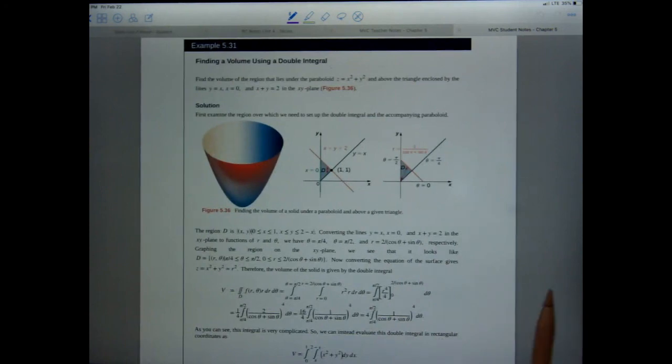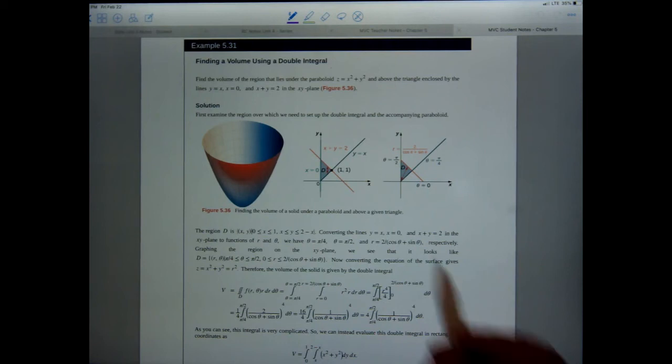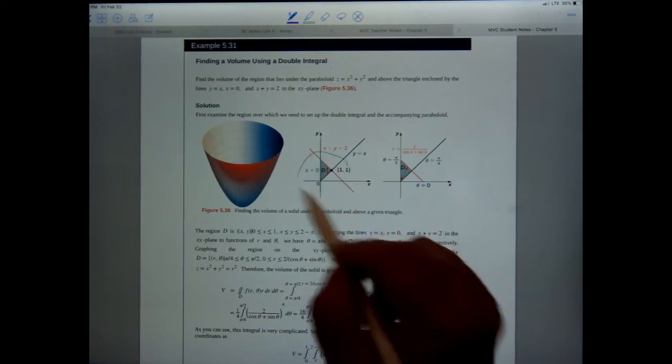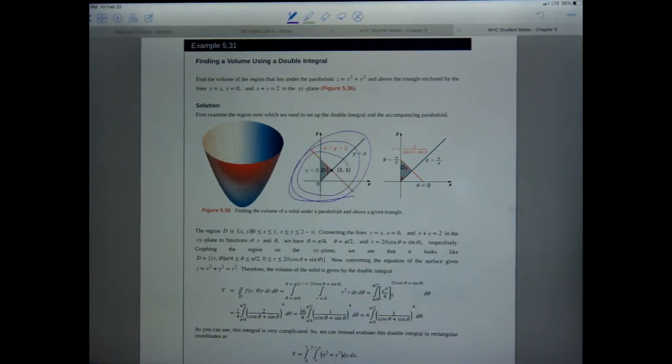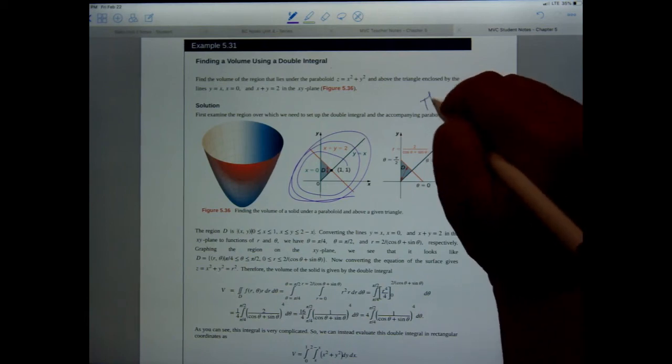Now, the next example is ugly, and they're talking about how sometimes changing to polar is not the best idea. Notice that the base is a triangle. Triangles don't translate to polar very well. Circles do, but triangles don't. This is not a good polar problem.